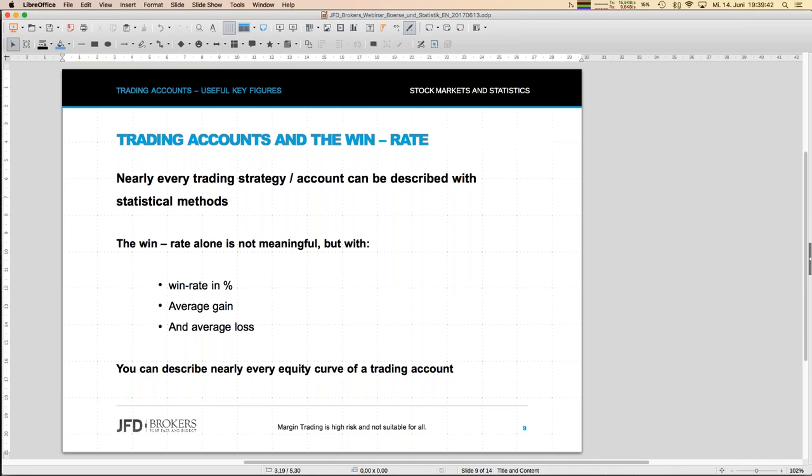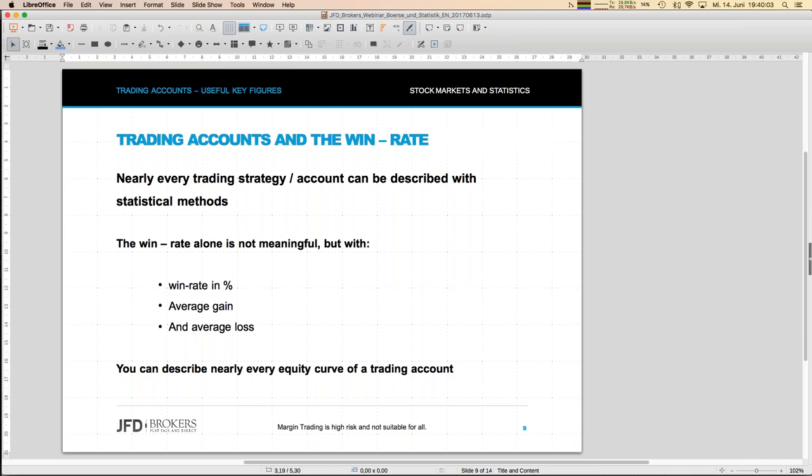That would balance a little bit more if I would have an average loss of 10 euros and 1 euro profit, then we come close to break even. So we need two additional numbers: the average profit, and the average loss.